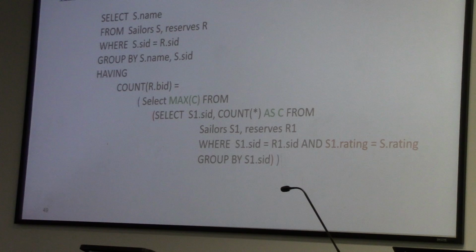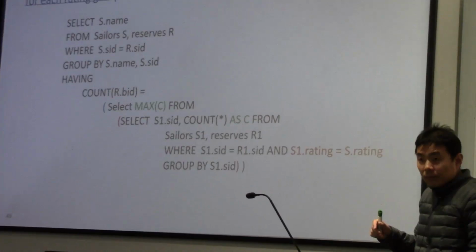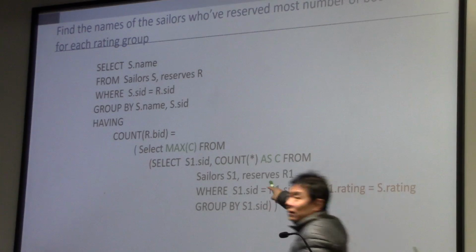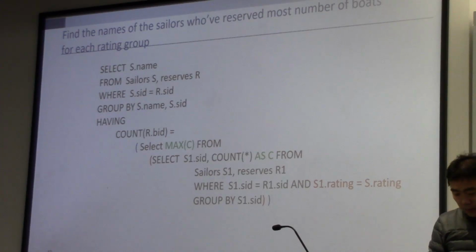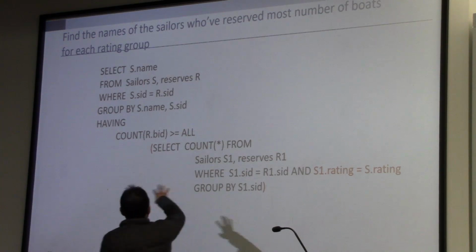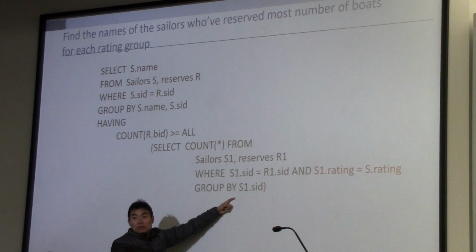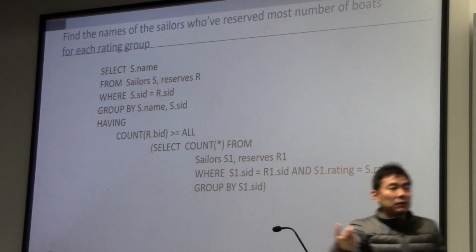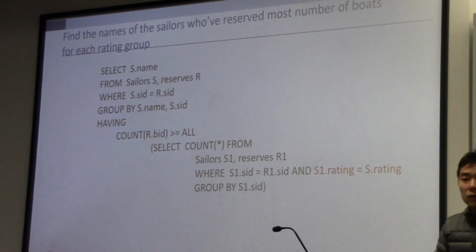You can rewrite this query, you can simplify this a little bit using set operators. So instead of introducing another select from block, what you will say is the following. Everything stays the same except that I want to say having count greater or equal than all of the reservations made by sailors with the same rating values. So that will simplify your query by eliminating one level of nesting with the same effect. So that's a very useful construction by leveraging the property of set operations.